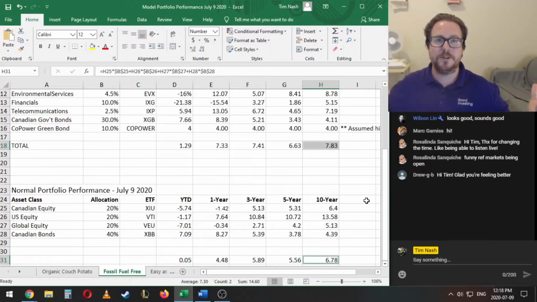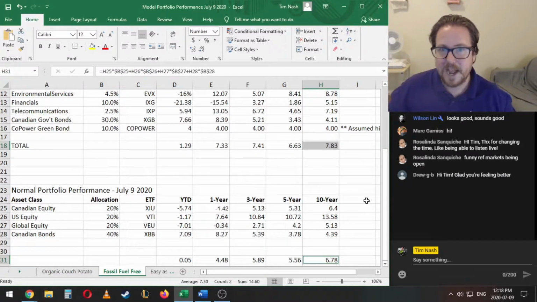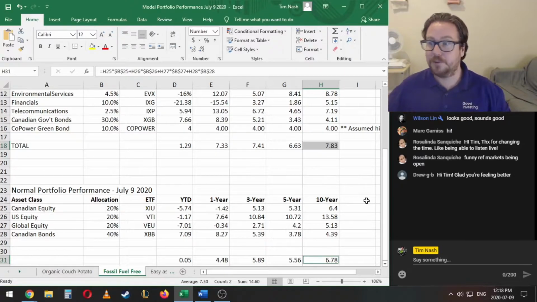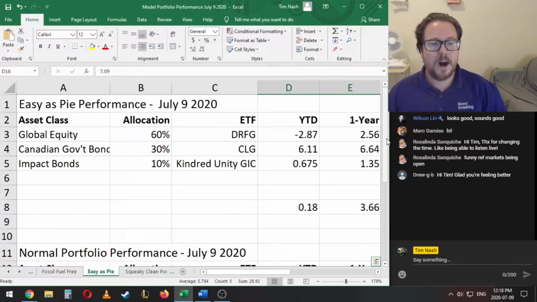Obviously I don't have the crystal ball. I can't promise you that going forward this outperformance will continue, but it's really nice for me to be able to see that investors have not had to sacrifice returns at all to be able to divest from fossil fuels. From there, I'll show you the Easiest Pie portfolio.